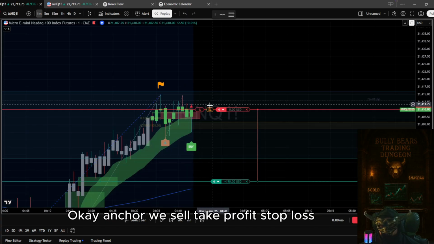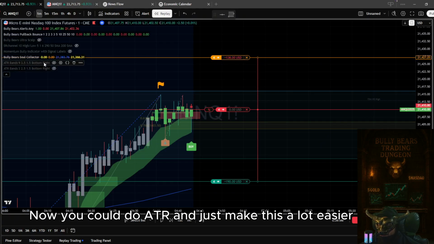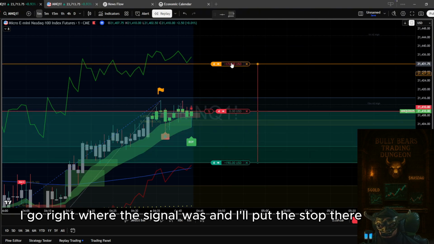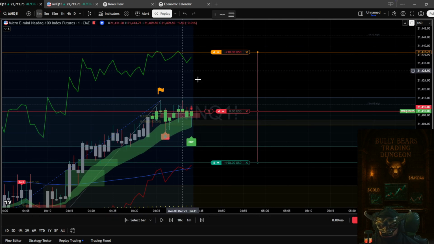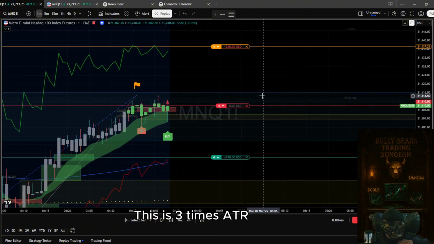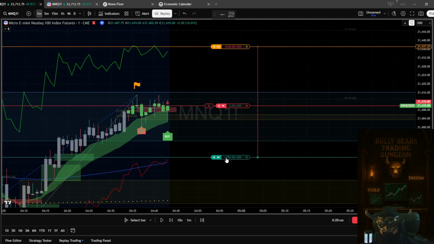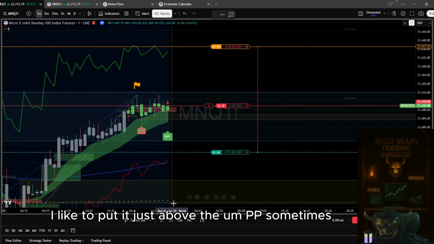Take profit. Stop loss. Now you could do ATR and just make this a lot easier. I go right where the signal was, and I'll put the stop there. This is 3 times ATR. If it hits this, I'm wrong. I like to put it just above the TP sometimes.